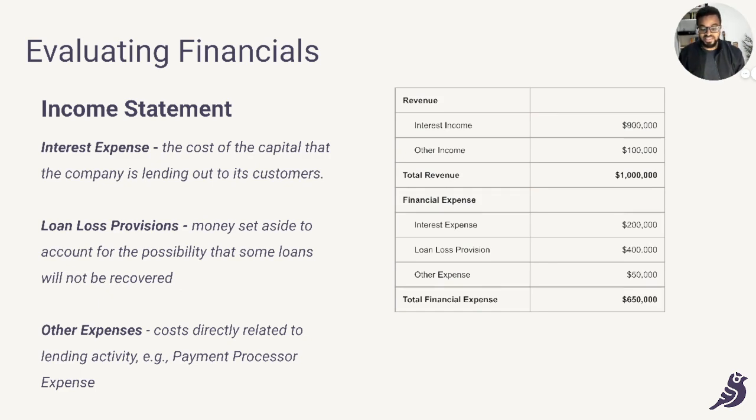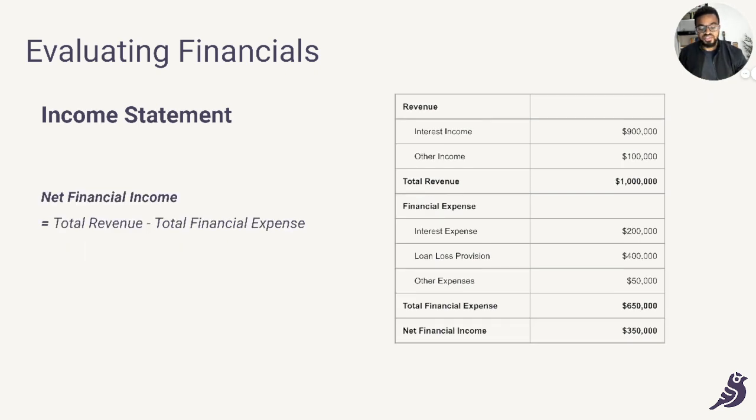The next section details the company's financial expenses. For lending businesses, this is made up of interest expense, which is the cost of the capital that the company is lending to its customers. Loan provision expenses, which is the amount of money set aside to account for the possibility that some loans will not be recovered. And other expenses, which are the costs directly related to lending activity. For example, the amount of money paid to payment processors, such as Stripe, for the work of sending money to the customers and collecting money from the customers. The result of this part of the income statement is the total financial expense.